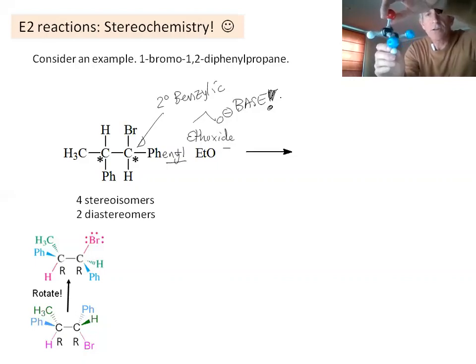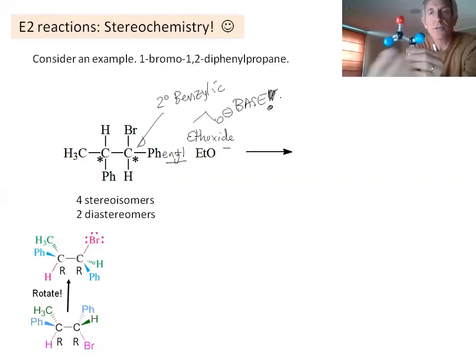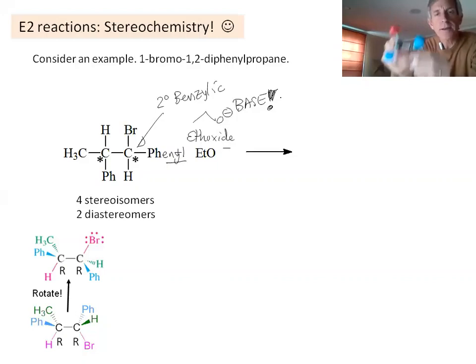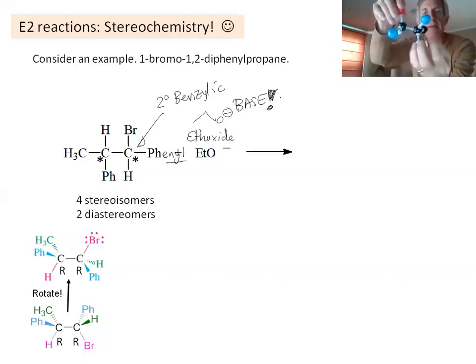And in doing so, notice what happened to the two phenyls, right? They are now, if I turn it sideways again, these two blue groups are now coming out at you. They are both wedges, okay? This is really important because right now we're about to have the base come up, grab this proton and rip it off.